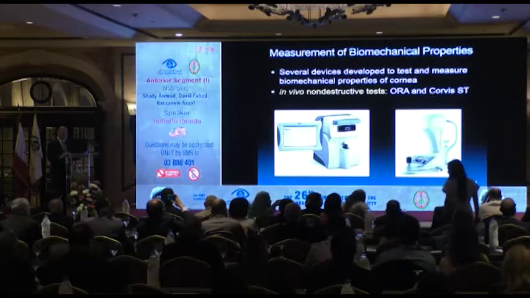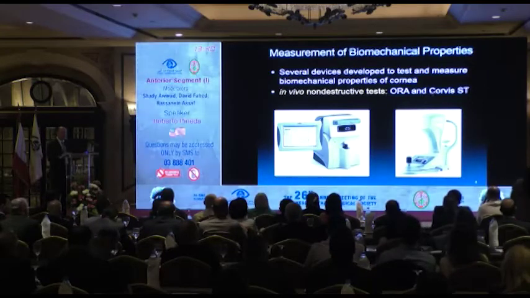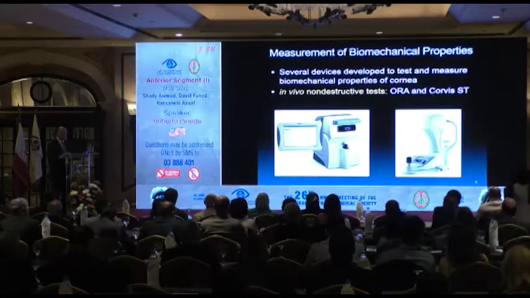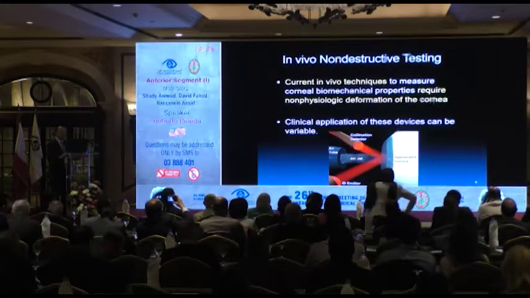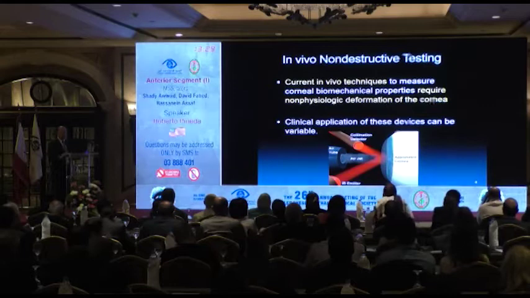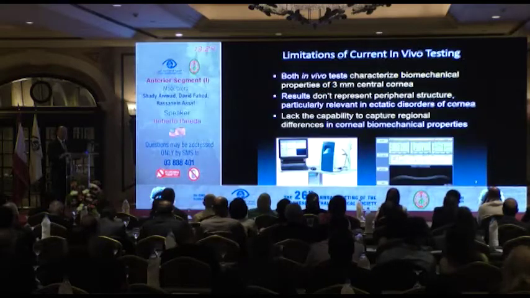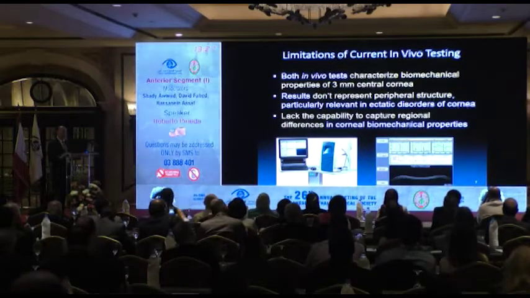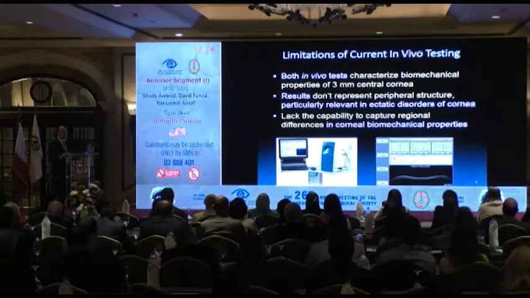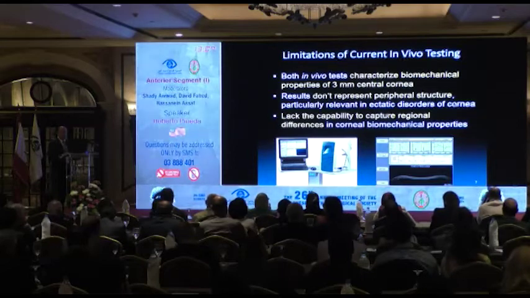How are we measuring biomechanical properties? Currently there are several in vivo non-destructive devices, such as the Ocular Response Analyzer and Corvis ST, which have been used to evaluate biomechanical properties. The problem with these devices is that they require a non-physiologic deformation of the cornea, and there have been many reports of the application of these devices being quite variable. The main limitation is that they only evaluate properties in the central 3 millimeters of the cornea, and don't represent the peripheral structure, which can be quite relevant in ectatic disorders of the cornea. In addition, they lack the capability to capture regional differences in the cornea as well.